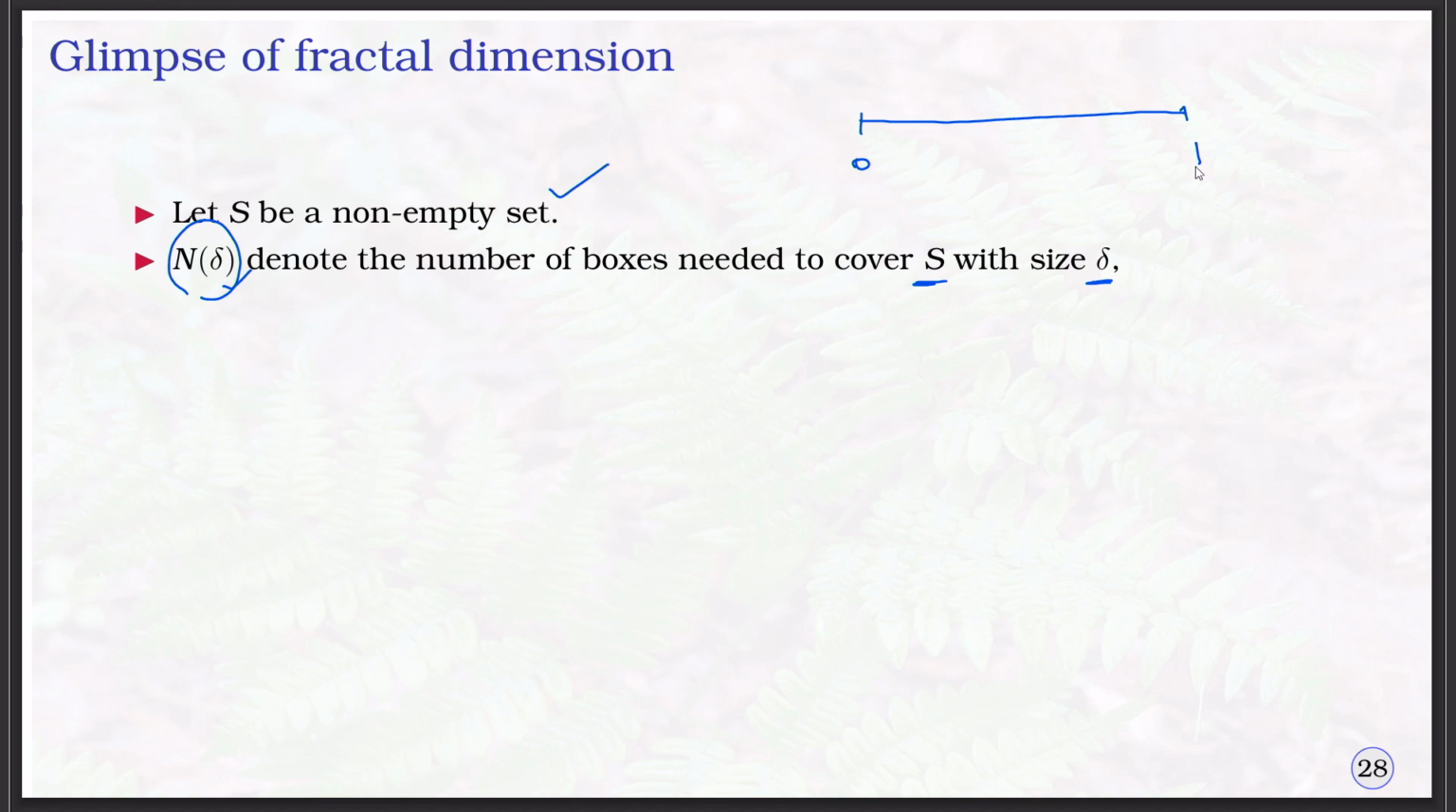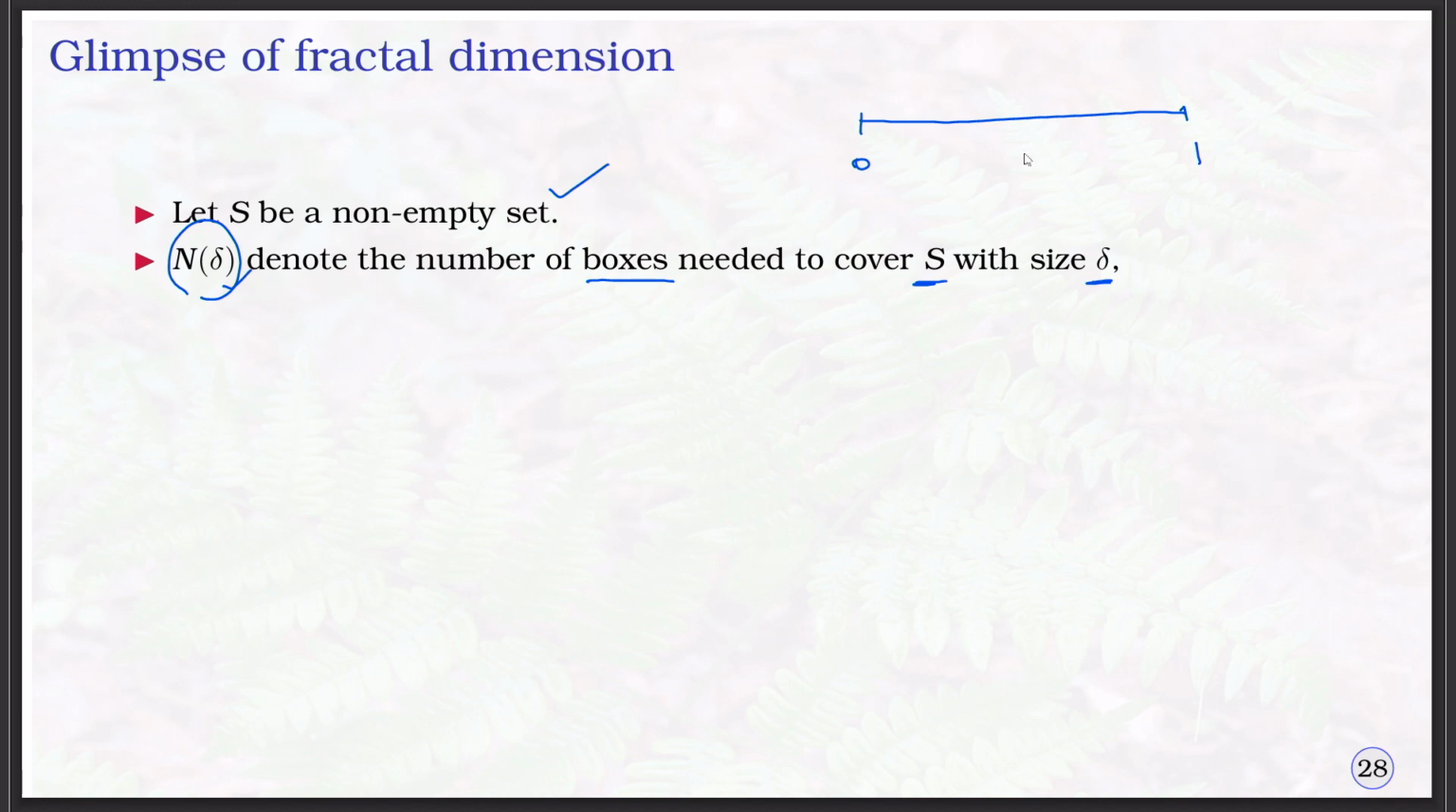For instance, consider the line segment from 0 to 1. If I take boxes, what do we mean by boxes here? A box is a mathematical object which sometimes has a length alone, sometimes height and length, sometimes it is a three-dimensional object with height, breadth as well as length. So, here boxes is a common terminology.